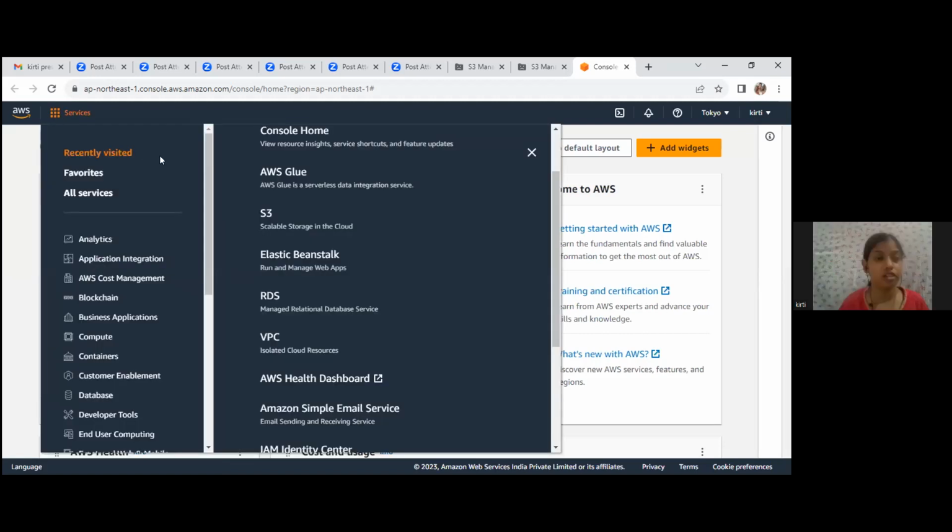So firstly, we log in to our AWS Management Console and go to the service, and we can also search in the search bar and just click on S3.